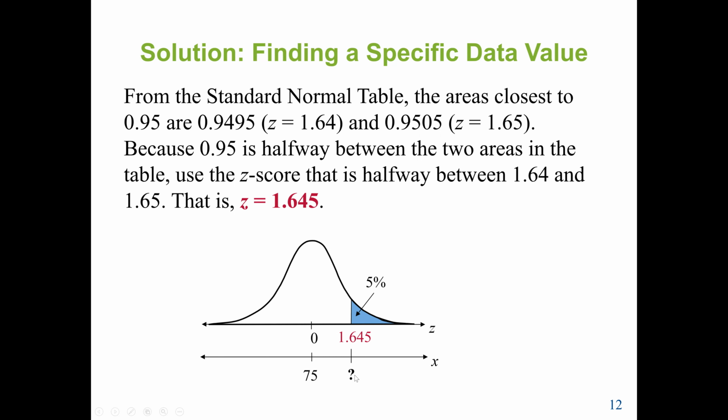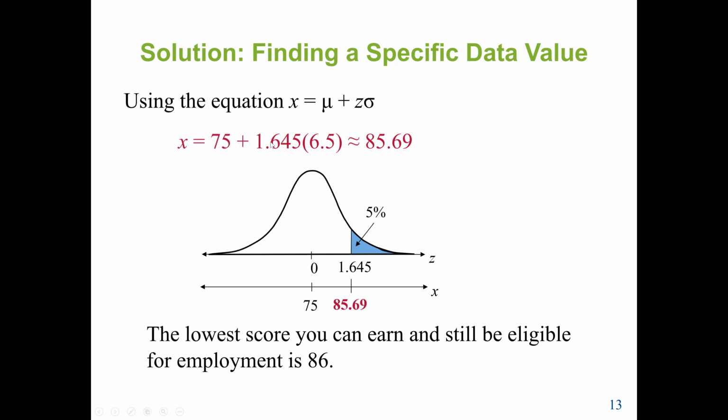Okay, now we know the Z-score. We are able to find our X value, which is the main thing we are looking for. So here we use the transform formula, X equal to mean plus Z times standard deviation. We know the mean is given to us to be 75. The Z value of 95% or 0.95 gives us 1.645. Standard deviation is given to us, 6.5. So if we do this arithmetic operation, we are going to get approximately 85.69.